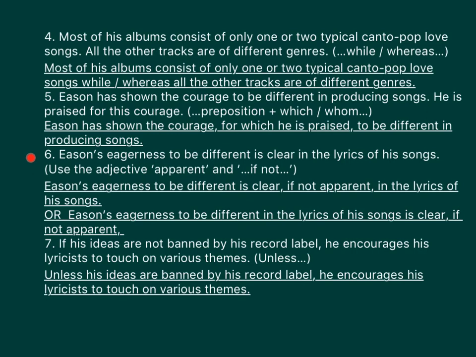Eason's eagerness to be different is clear in the lyrics of his songs. Eason's eagerness to be different is clear, if not apparent, in the lyrics of his songs. Or you can say, Eason's eagerness to be different in the lyrics of his songs is clear, if not apparent.